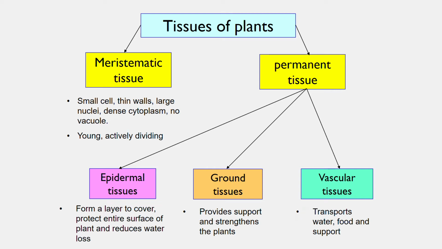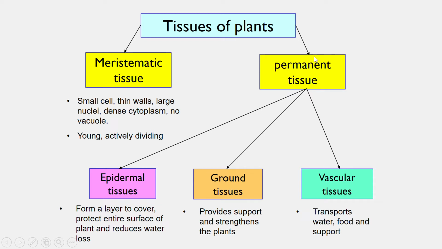Tissues of plants. They are divided into meristematic tissue and permanent tissue. Okay, meristematic tissue, these are the young actively dividing cells by means of mitosis. So these are the features of the cells: small, thin walls, large nuclei, dense cytoplasm with no vacuole. Okay, meaning these cells are still dividing, they have not yet specialized into something else. So as they continue to divide, eventually they will mature and become permanent tissue.